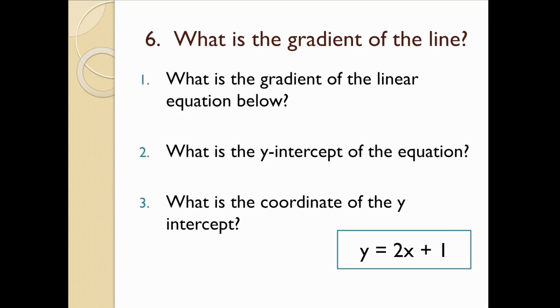So we know that the gradient of the linear equation is this 2, because when we have y is equal to mx plus c, m represents the gradient, which is 2, and c represents the y-intercept, which is 1. And therefore, the coordinate of the y-intercept is always found when x is equal to 0. So therefore, that would be 0, and we know the y-intercept, which is 1.